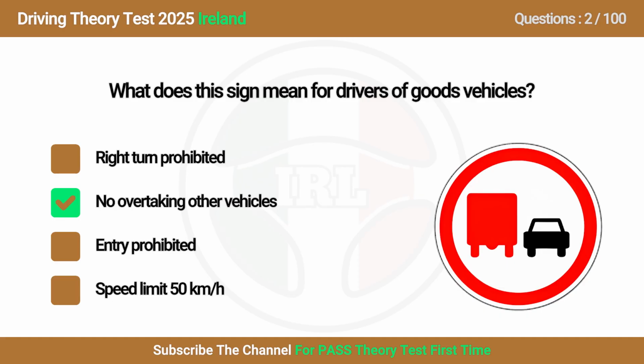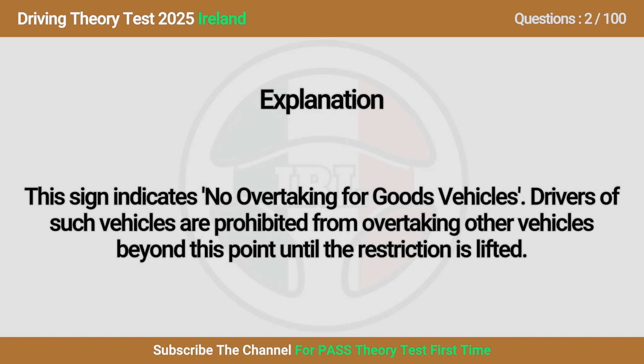Answer is B. No overtaking other vehicles. This sign indicates no overtaking for goods vehicles. Drivers of such vehicles are prohibited from overtaking other vehicles beyond this point until the restriction is lifted.